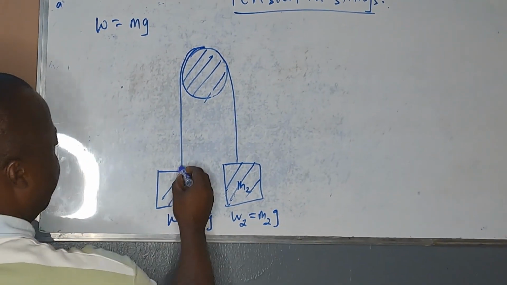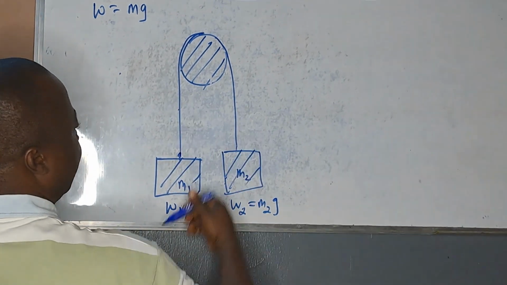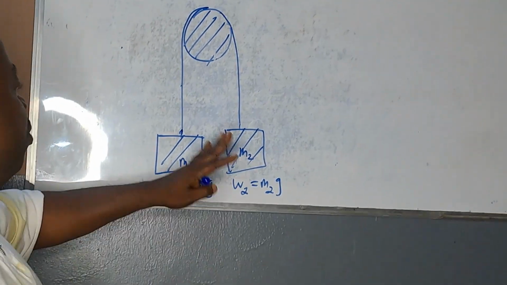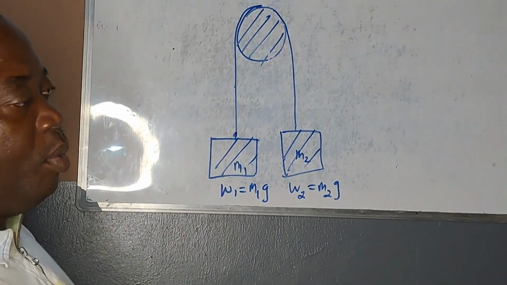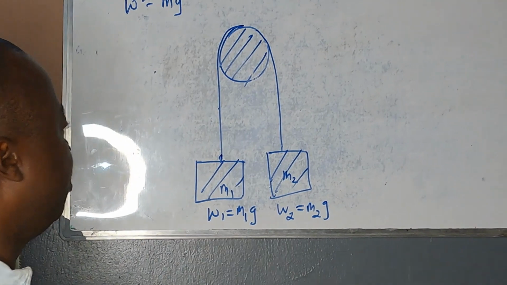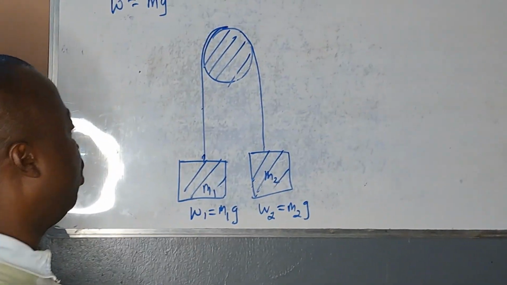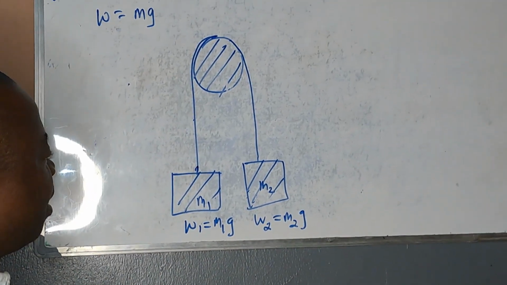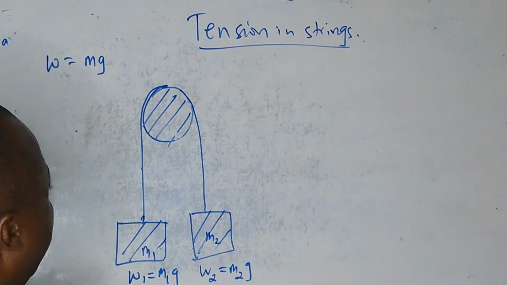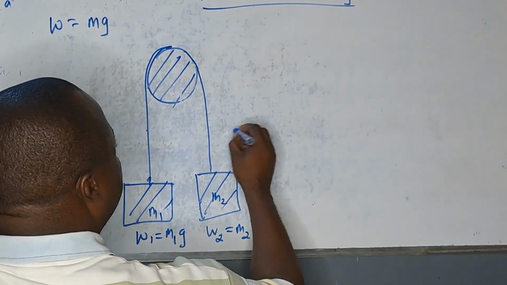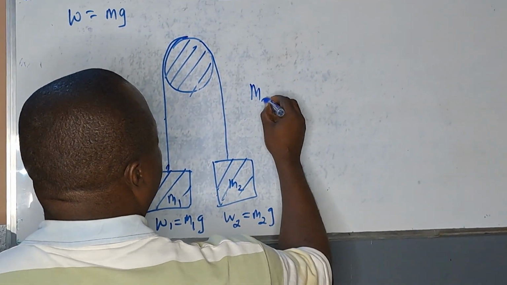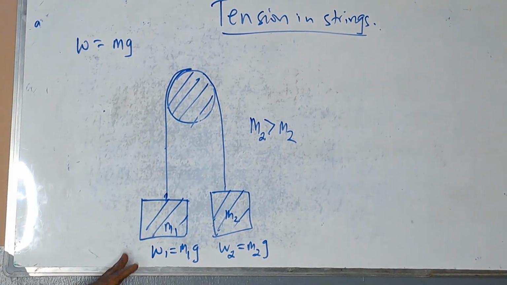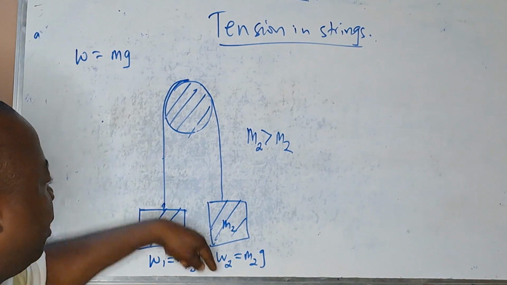Now, this is a string, so there's a tension. If the two masses are in equilibrium, in which case it doesn't move either way, you can neglect the tension, because the effect of the tension will cancel out as it affects the motion of the bodies. Now, if we assume that M2 is greater than M1, this system of two bodies will move in the direction of M2.